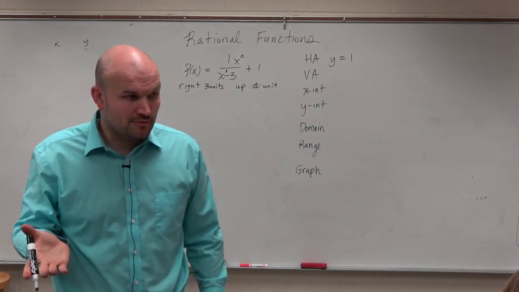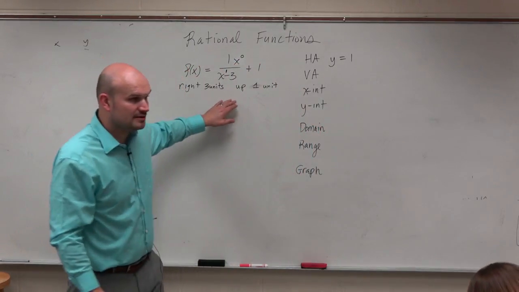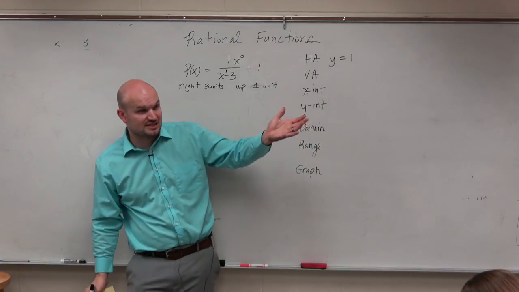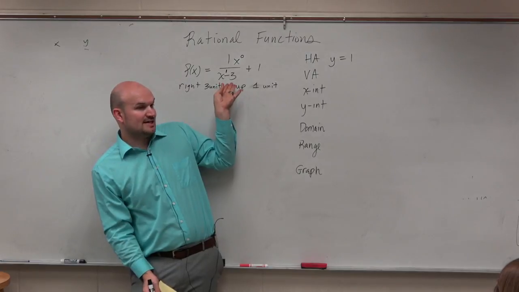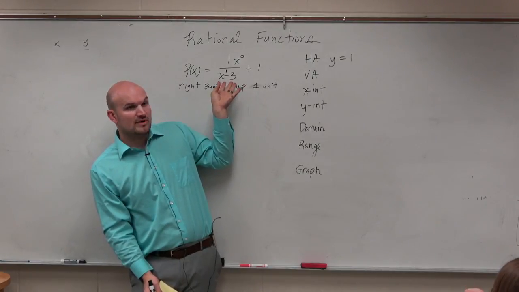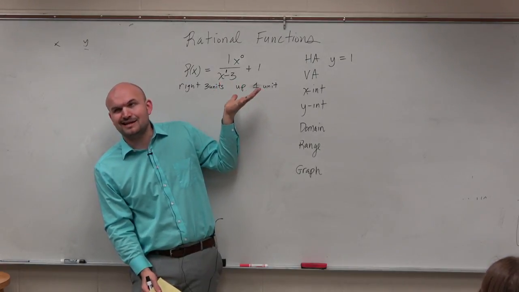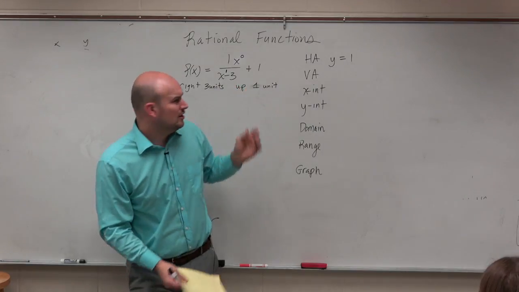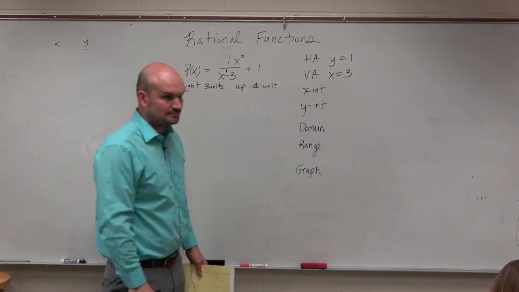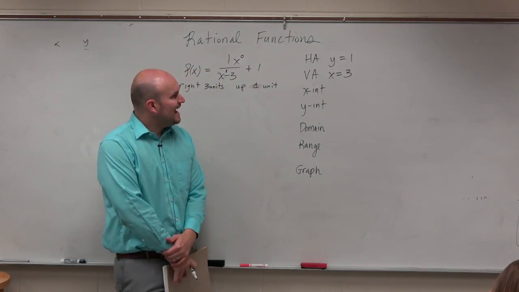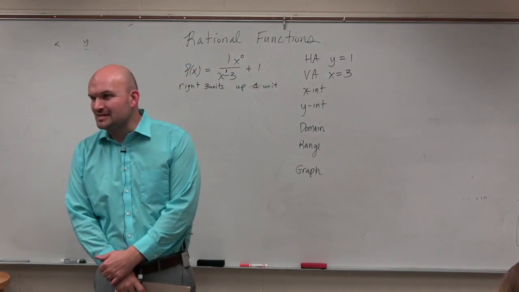The vertical asymptote is basically, again, going to be your discontinuity, the value that's going to make your denominator equal to 0. So what value makes my denominator equal to 0? We could set it equal to 0 and solve, but I think you guys are pretty well aware that the vertical asymptote is x equals 3, right? All right. The x-intercept and the y-intercept.